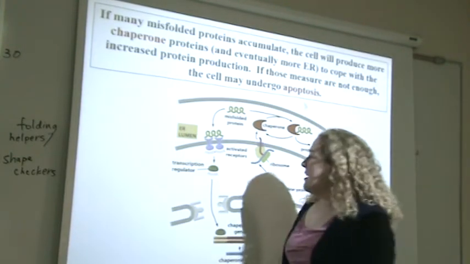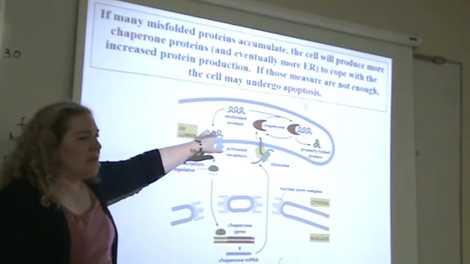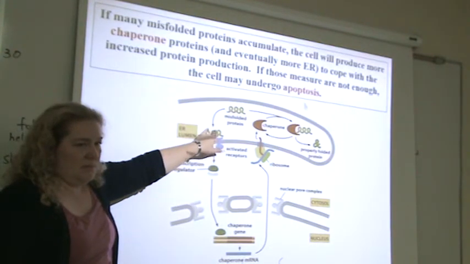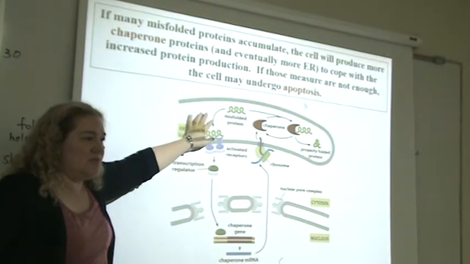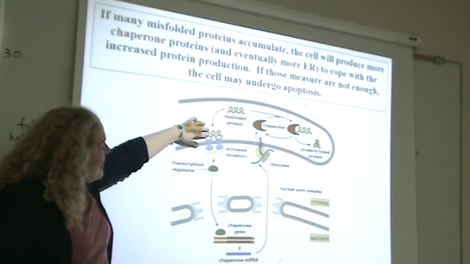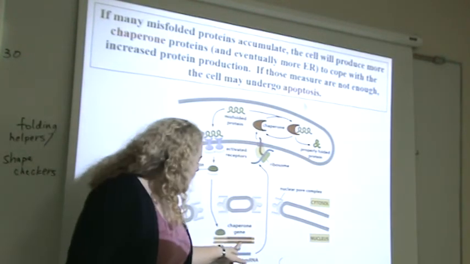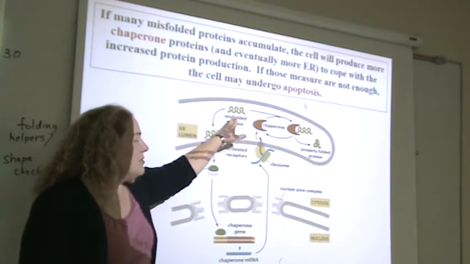And the way it does that is there are receptors basically for unstructured segments. Because if a protein isn't folding correctly, it's going to have a lot of unstructured segments, more than normal. The cell can sense that, and it can increase transcription of chaperone proteins.